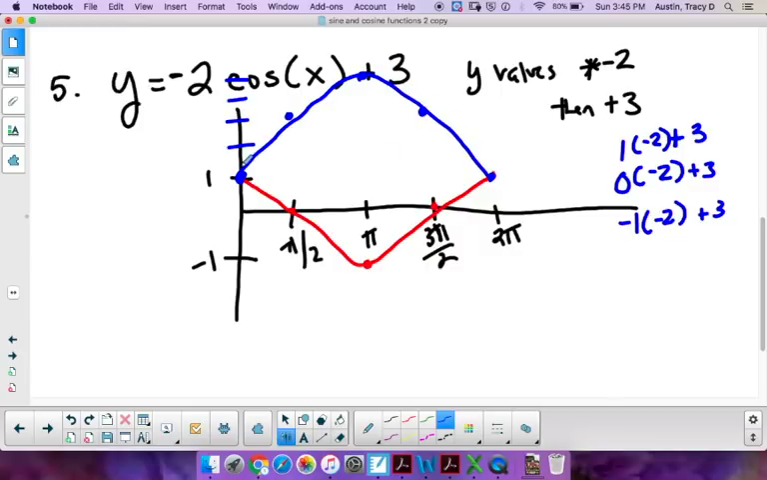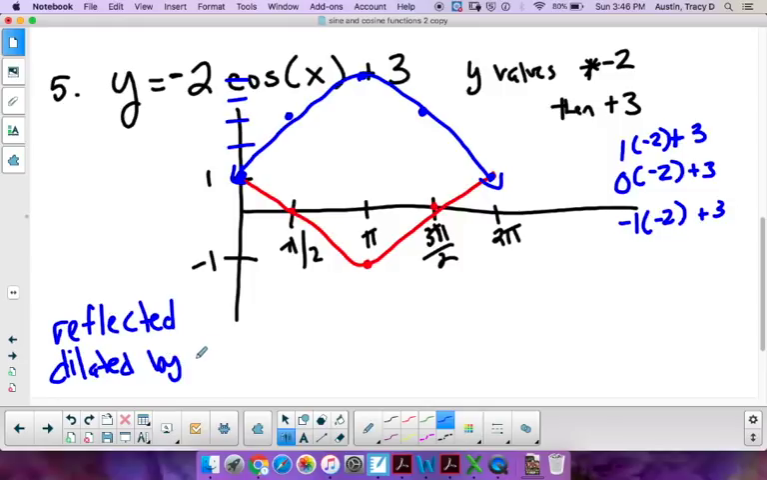Okay, and we would be able to tell based on the graph what's been done. First off, we know it's been reflected because it's facing downward instead of facing up, right? Secondly, it's only supposed to go down 2 and then back up 2, right? The original, well, this is going up 4 and back down 4, so it's definitely been dilated by 2. Okay. Now here's the thing, how do we know for a fact that it has been moved up 3?